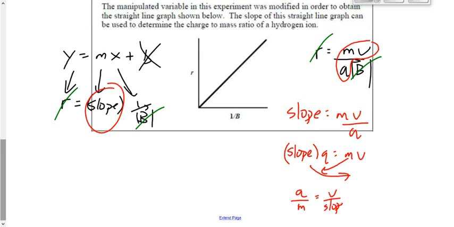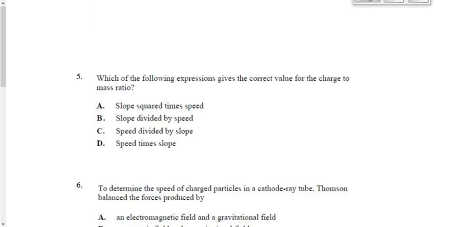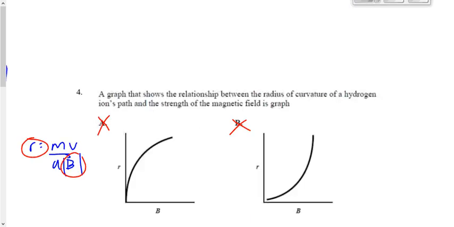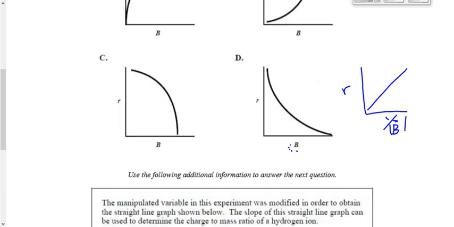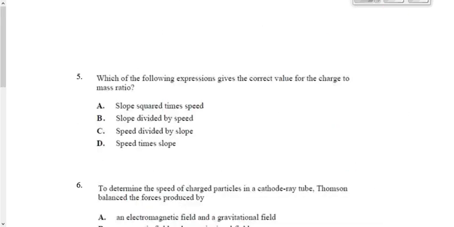So the answer to this question, charge to mass ratio, is represented by the expression, what was it? V over the slope. The speed divided by the slope. The answer would be C for that one. Is that good?